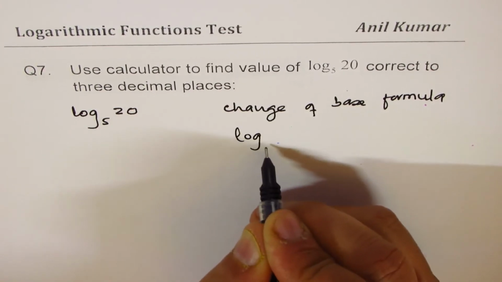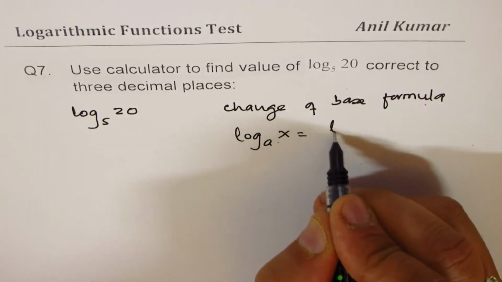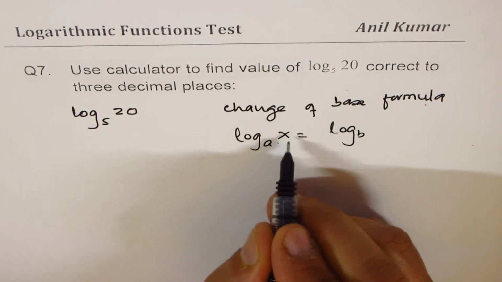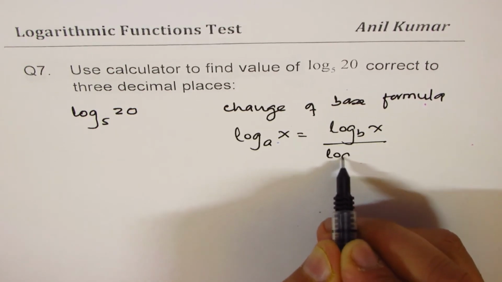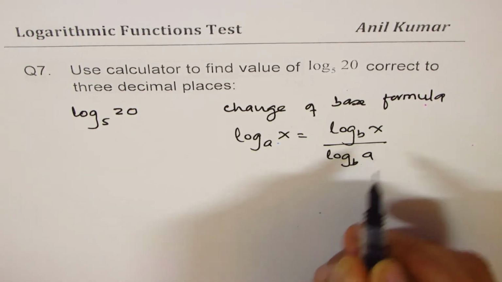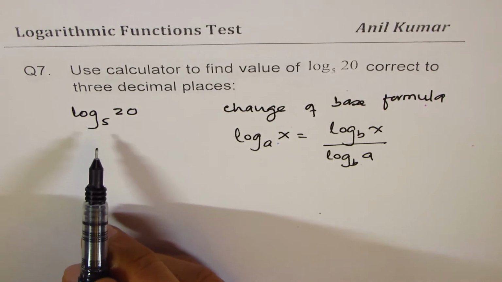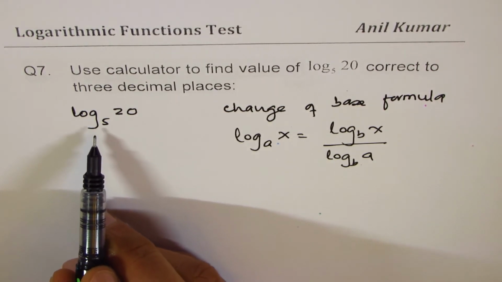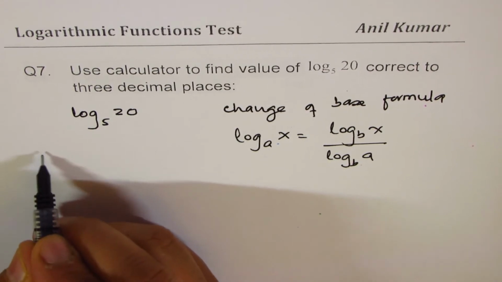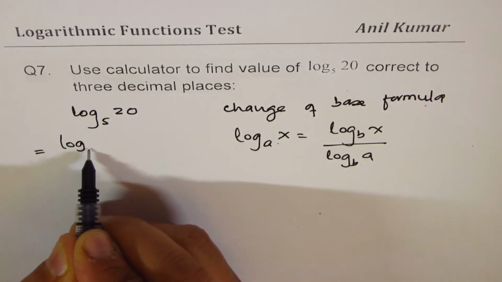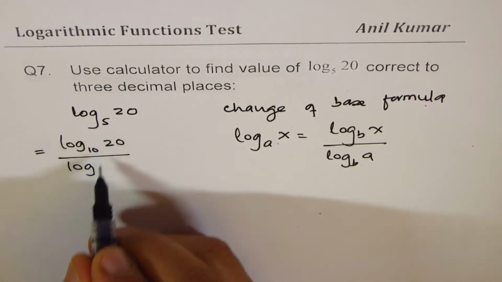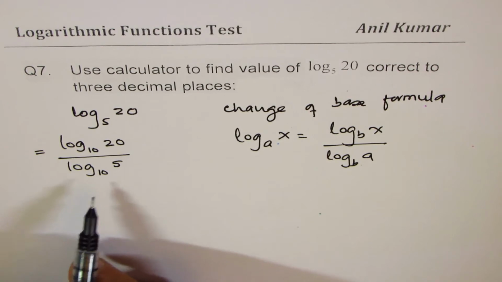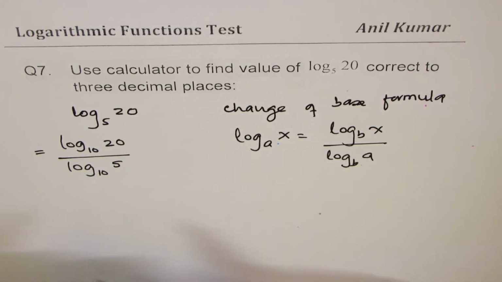So if I have base A, for example, and if I want to change this base to B, I could write this as log to the base B of x divided by log to the base B of A. That helps. Now on the calculator, you could have base 10 or base e, which is ln. Let's change it to base 10. So we could write this as log to the base 10 of 20 divided by log to the base 10 of 5. So once you do that, then you can use calculator and find the answer, correct?